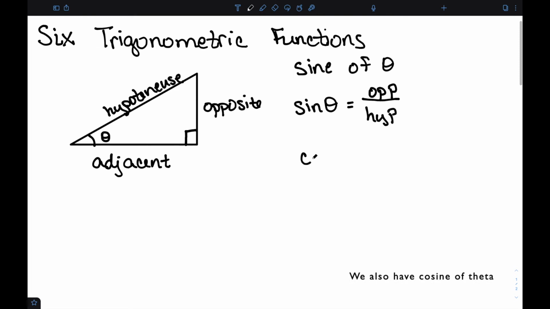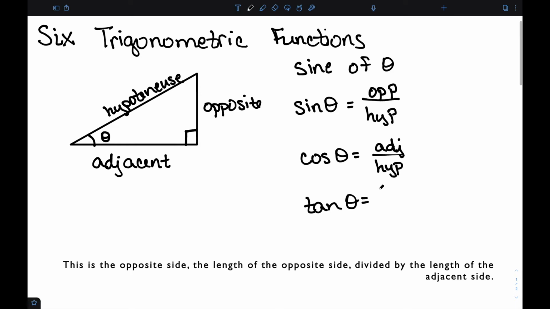We also have cosine of theta. This is the length of the adjacent side divided by the length of the hypotenuse. We have tangent of theta. This is the length of the opposite side divided by the length of the adjacent side.